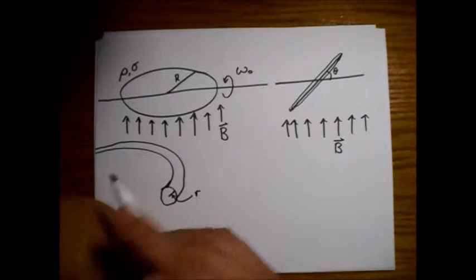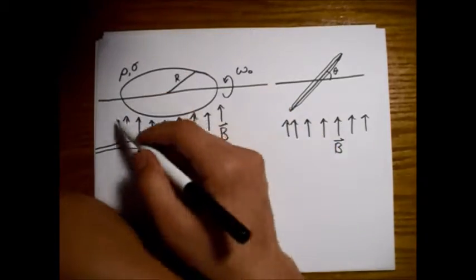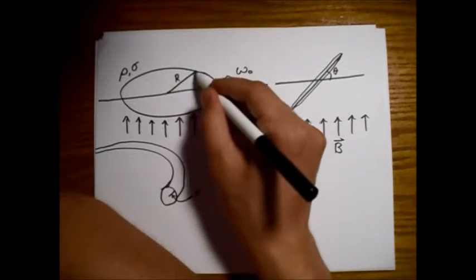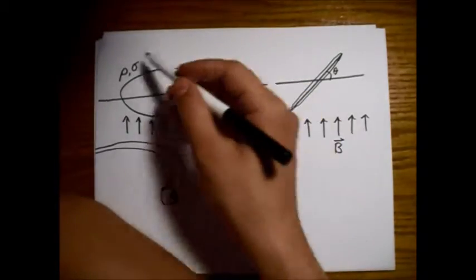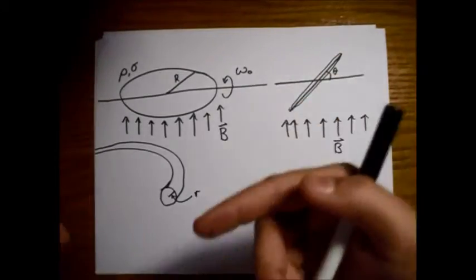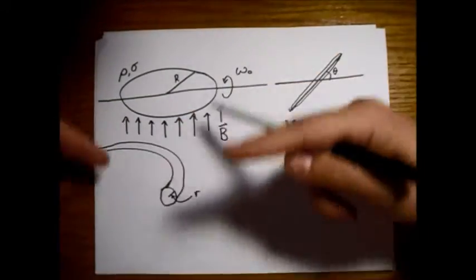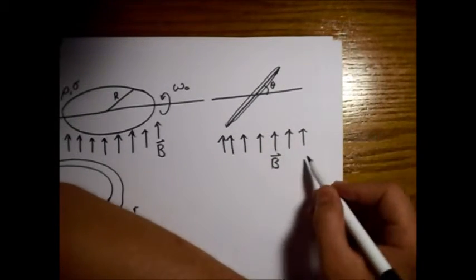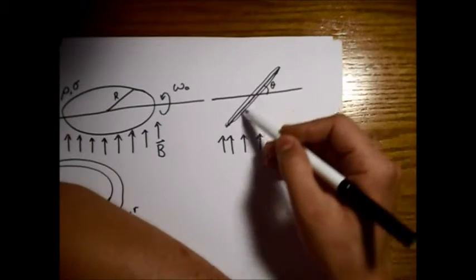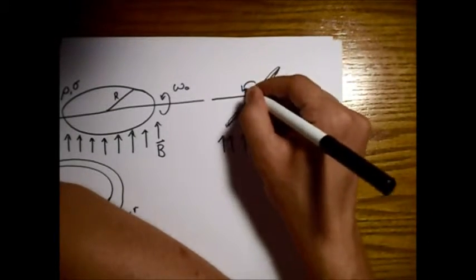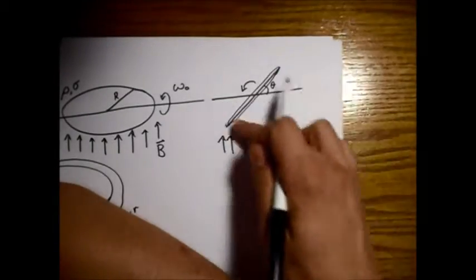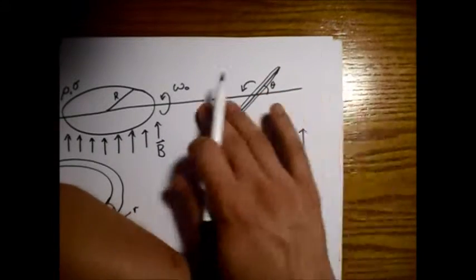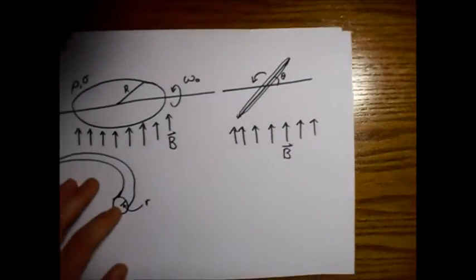By the way, this loop of wire, a circle of wire, has a radius of big R. I didn't draw it round because it's at an angle to us, rotating around like this. So here's a side view of it. Here's the magnetic field coming up, and a side view of this rotating hoop going around, making some angle theta with respect to the horizontal.